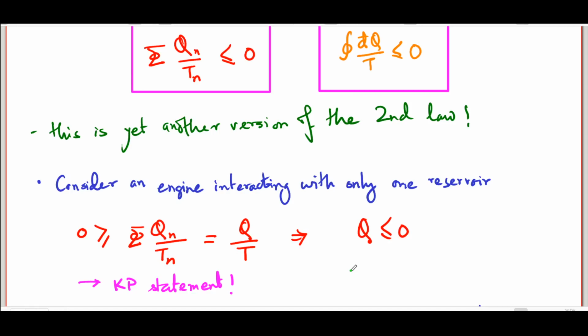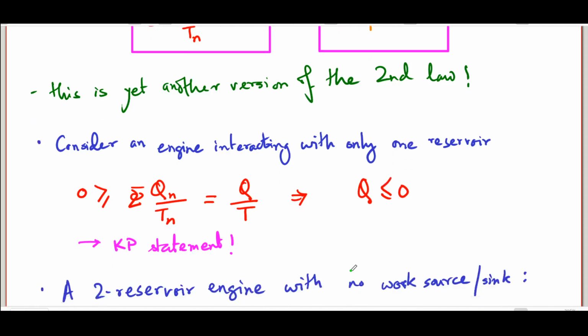Since the two statements of the second law that we have seen so far, the Kelvin-Planck and the Clausius statement, are equivalent to each other, it's obvious that now that you have seen that the Clausius inequality can imply the Kelvin-Planck statement, it should also imply the Clausius statement. However, let us just try to see that directly.